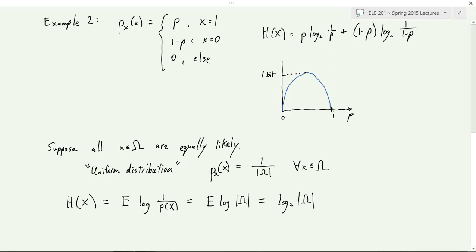Turns out that if you're dealing with distributions on a fixed set, uniform has the most entropy. Okay, any other distribution will have less entropy than this. So this is an upper bound on the entropy, based only on the size of the set. Okay, and that kind of makes sense. You would think a uniform distribution is sort of the most random.